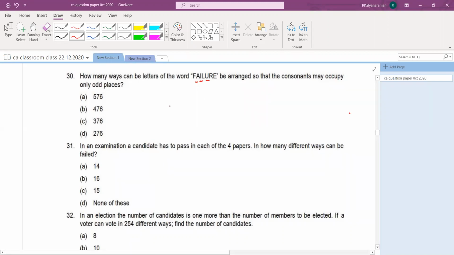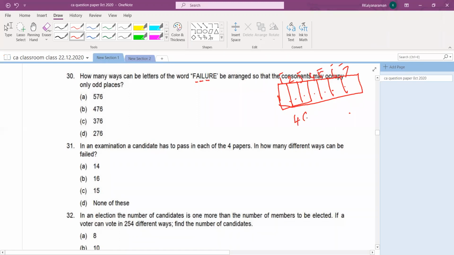Okay. Now, the consonants may occupy only the odd places. You know that there are only 3 consonants. A, I, U, E. 4 vowels are there. 3 consonants are there. So the odd places, you can choose only either one. You have 4 odd slots. You have 1, 2, 3, 4, 5, 6, 7. 1, 3, 5, 7. You have to choose any of these 4 slots.